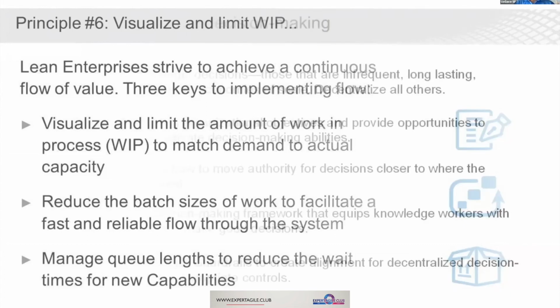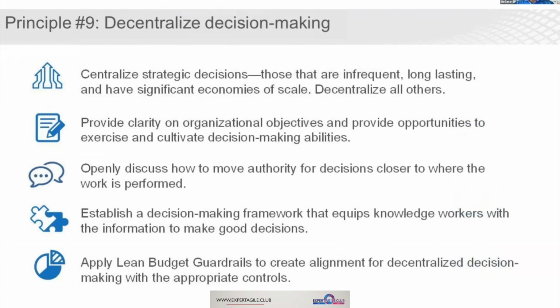Principle 9, decentralize decision making. The biggest, most important, strategic, long-lived decisions need to be centralized. Am I going to implement SAP or Oracle? That's a very, very big strategic decision. I wouldn't leave that to a particular team. That would be a very senior executive decision. But smaller decisions need to be made at the team level. Whatever decision is made at the lowest level possible, to let them build up the character to be able to make these decisions.